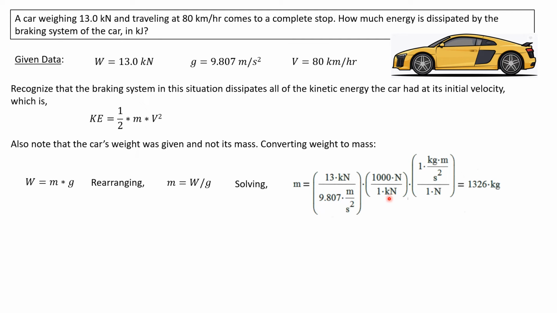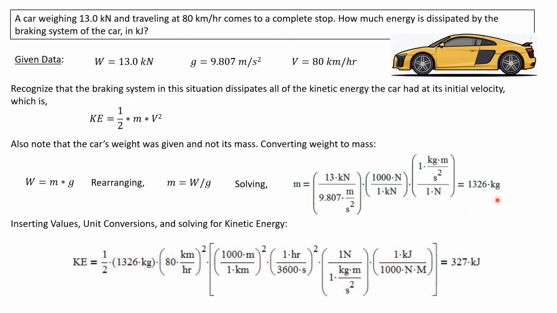And all of these other terms are just unit conversion terms that we have. There's 1,000 newtons in a kilonewton, and a newton is 1 kilogram meter per second squared. So we get the mass of the car is 1326 kilograms. Now we can solve for kinetic energy. Kinetic energy is 1/2 the mass that we just calculated times 80 kilometers per hour, that whole quantity squared.